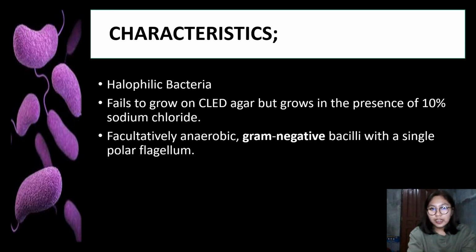So why does V. alginolyticus grow in the presence of 10% sodium chloride? As I mentioned a while ago, V. alginolyticus is a salt lover. Sodium chloride is commonly known as salt. That is why it does not fail to grow in 10% sodium chloride. So the next one is facultatively anaerobic gram-negative bacilli with a single polar flagellum. So V. alginolyticus is a gram-negative bacilli with a single polar flagellum.